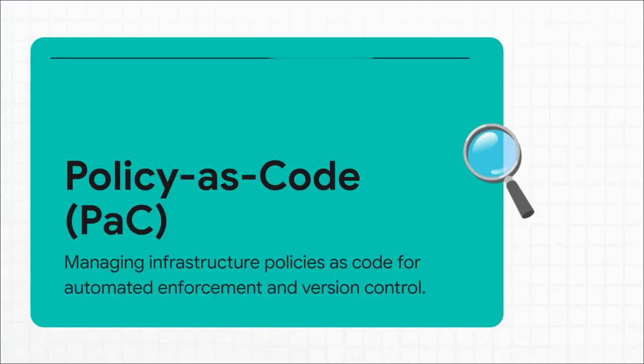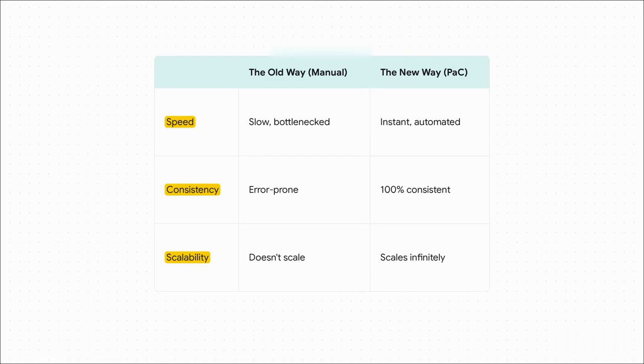Okay, so what exactly is policy as code, or PAC? It's actually pretty simple. You take all your rules, your security policies, your compliance requirements, all of it, and you write them down as code. The best analogy I've heard, it's like having a spell checker, but for your entire cloud infrastructure. It just automatically flags anything that doesn't follow the rules. And wow, when you put it side by side like this, the difference is just night and day. The old way is a total bottleneck. It depends on people, and people get tired, they make mistakes, it just can't keep up. The new way? With policy as code, it's instant. It's 100% consistent every single time. And it scales perfectly as your company grows, no problem.